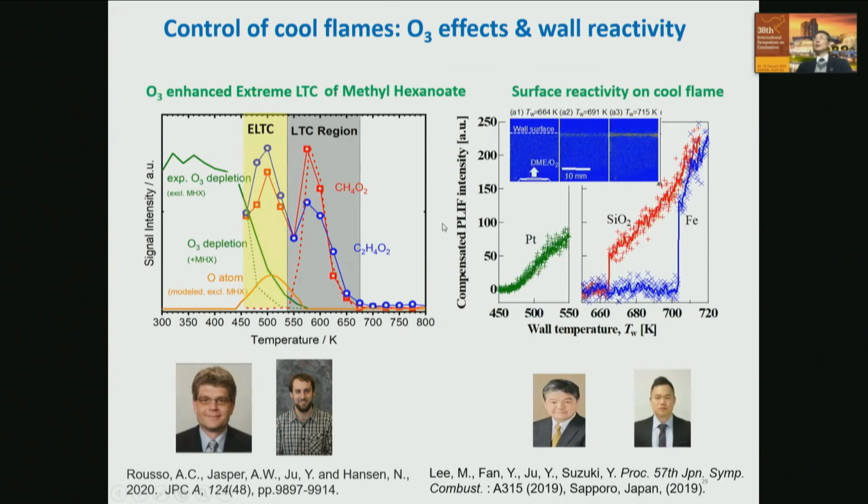And also at the University of Tokyo, Professor Suzuki and Dr. Lee showed that if you change the surface reactivity of the wall by replacing the quartz with iron and platinum, with the iron surface the cool flame is shifted to 500 Kelvin. By using platinum, the cool flame can shift smoothly to 500 Kelvin or below. So therefore, wall reactivity plays a big role in controlling cool flames as well.